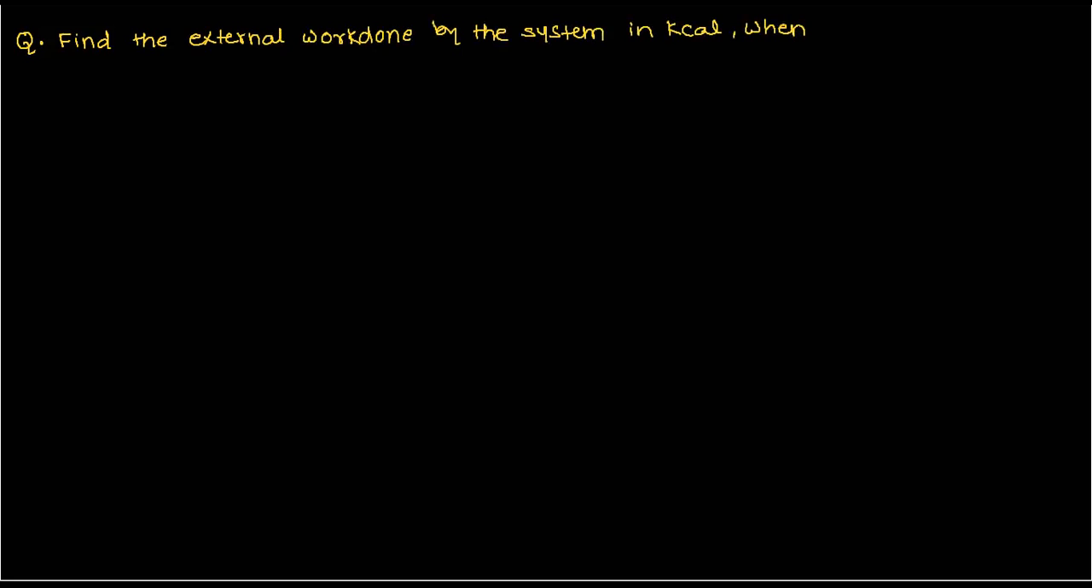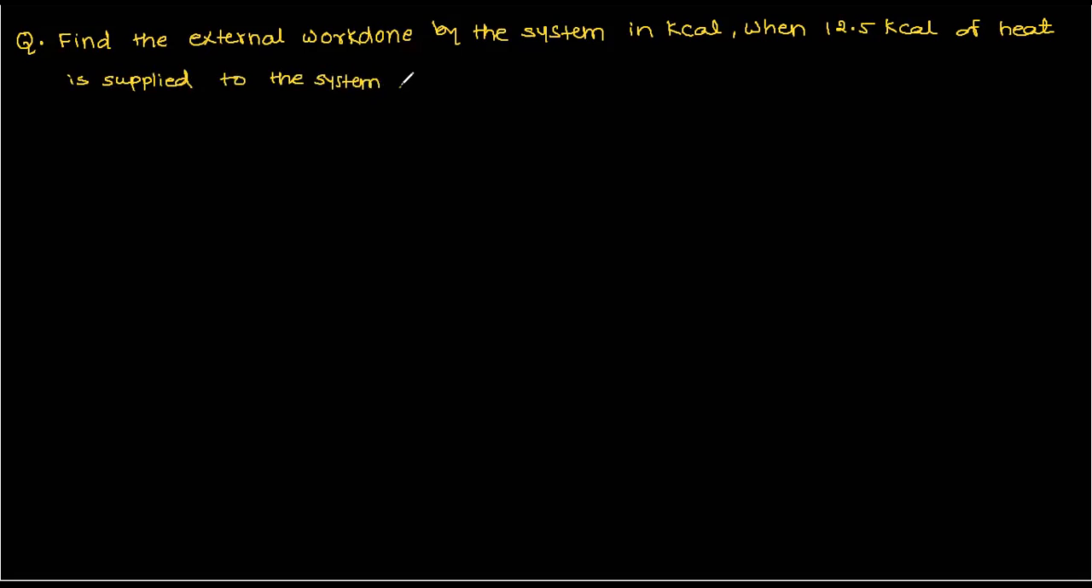So this is the problem which I solved in the last class. The question was like this: Find the external work done by the system in kilocalorie when 12.5 kilocalorie of heat is supplied to the system.